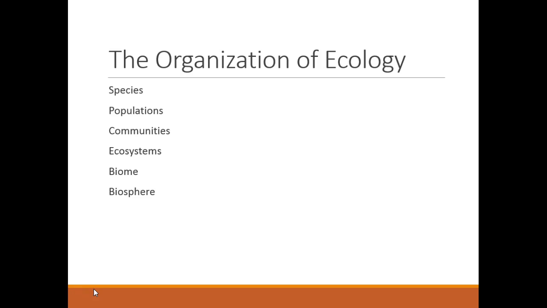The level of organization of ecology is based on smaller levels until we get to the largest level, which is biosphere. So we're going to start small with species, and we're going to continue through each level until we reach the largest level. So we'll go over species, populations, communities, ecosystems, biomes, and biospheres.